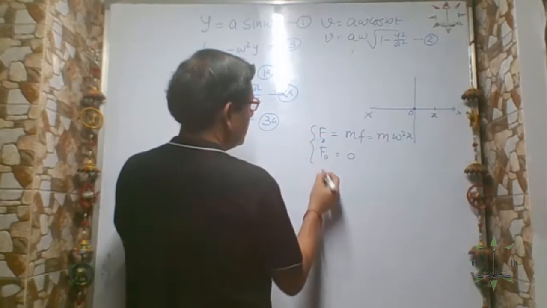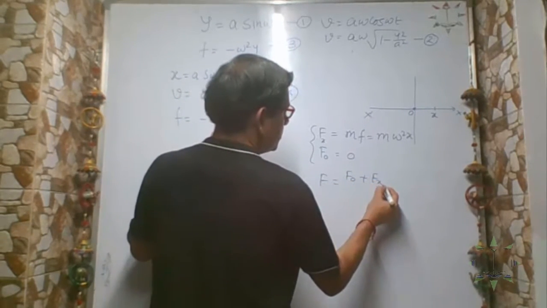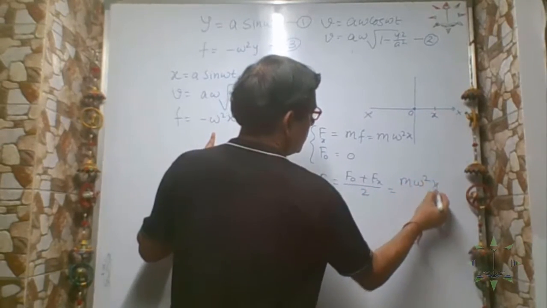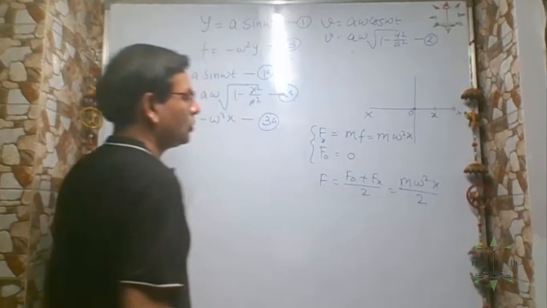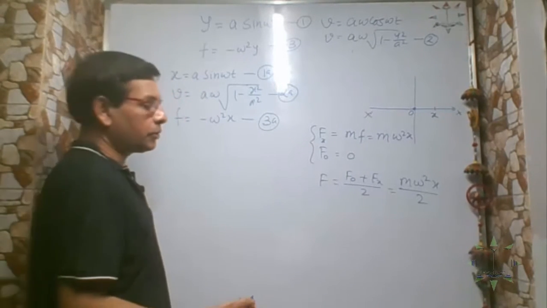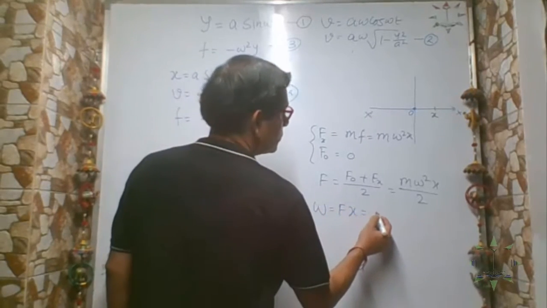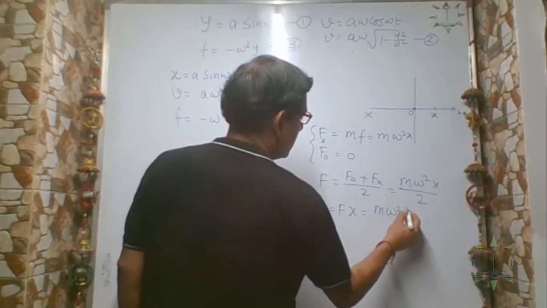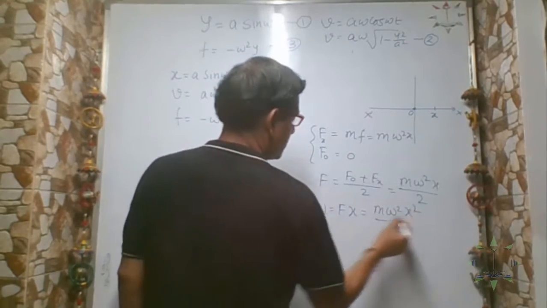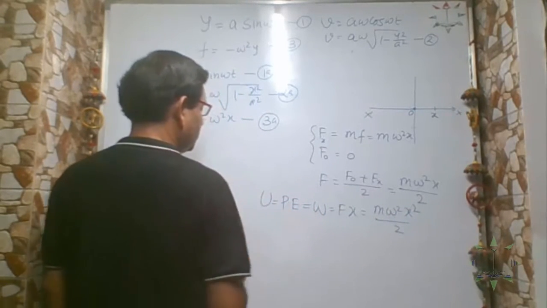So what is the average force? It is the force at the origin plus the force at the position x, divided by 2. So it is m omega square x by 2. So what is potential energy? Work done is converted to potential energy. Work equals force into distance. So m omega square x by 2 is the force, into distance, which is x, giving m omega square x square by 2. This is called potential energy. We can represent it by U.